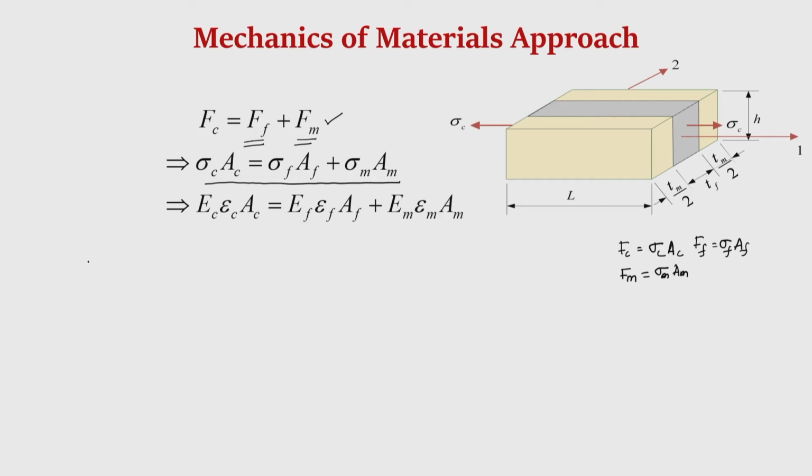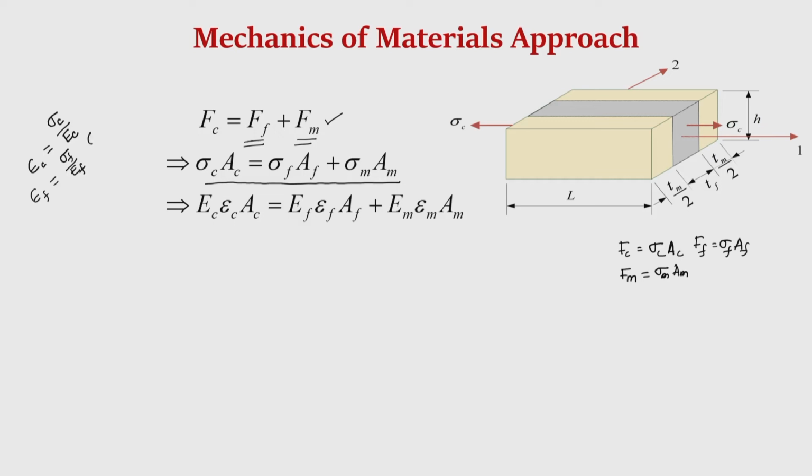Therefore, if epsilon c is the strain in the lamina, then because it follows Hooke's law, epsilon c is equal to sigma c by E c, where E c is the Young's modulus of the composite. Okay. Similarly, for the fiber, the strain along 1 is nothing but the stress in the fiber sigma f divided by the Young's modulus of the fiber.